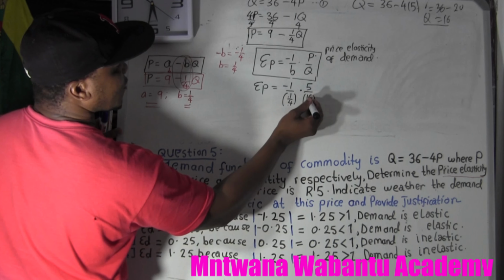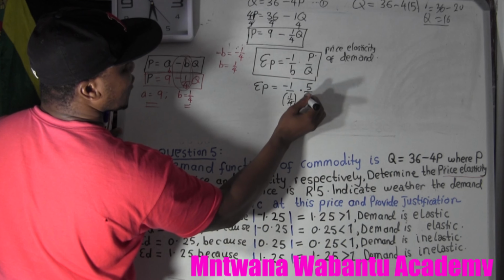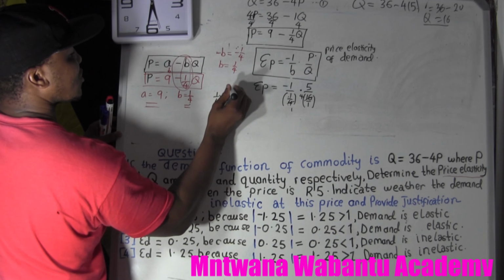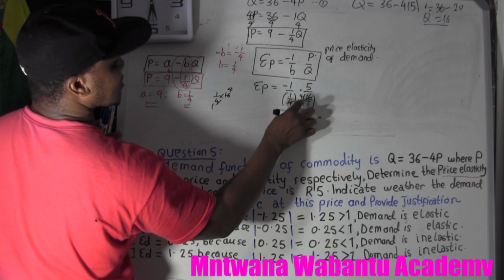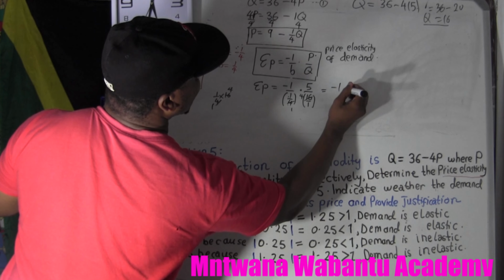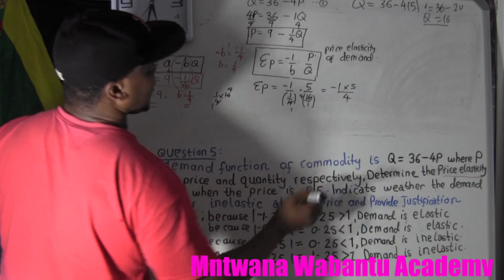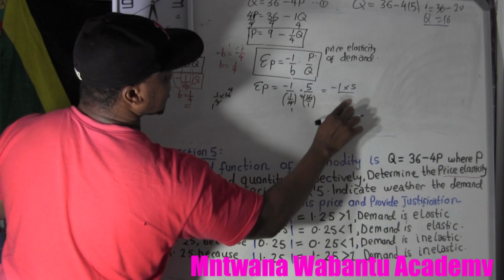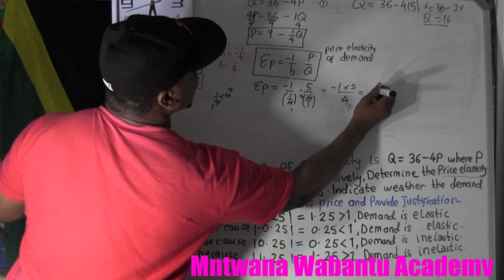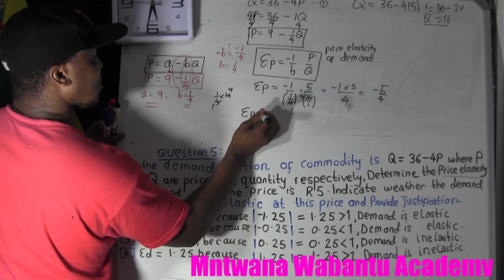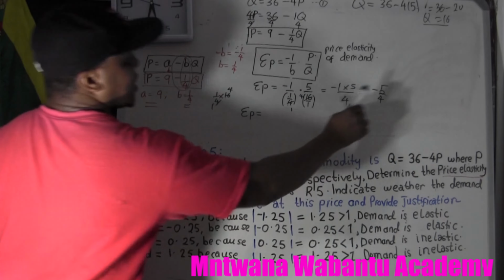Look, 1 over 4 times 16. 16 divided by 4 is 4, and 1 is 1, so this is 1 times 4, 4 over 1, equal to 4. So all this stuff here is going to be negative 1 times 5 over 4. 4 over 1 equals 4. Okay, so this is going to be negative 5 over 4. So elasticity of demand equals negative 5 over 4.